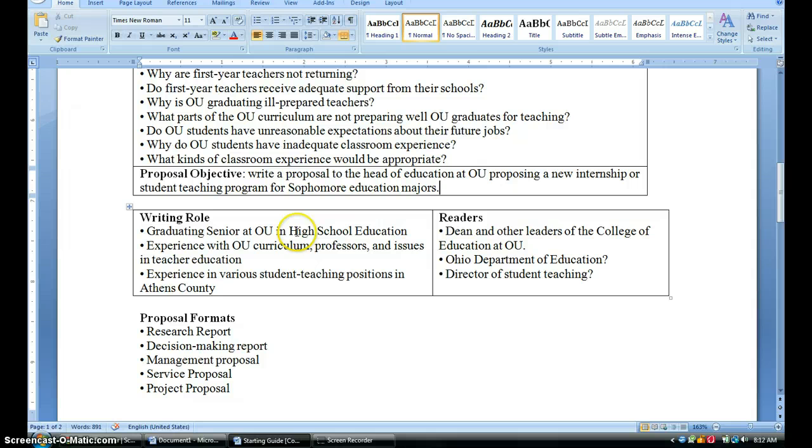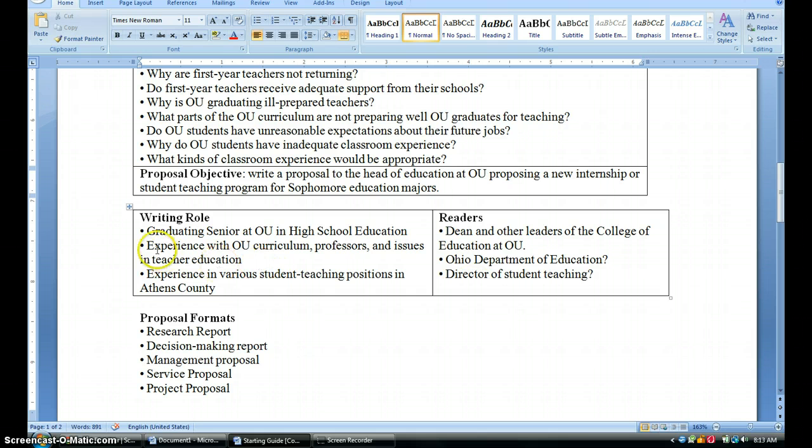He's a graduating senior at OU. He has experience with OU curriculum, professors and issues. He has experience in various teaching positions in Athens County, Ohio. And so he's writing to the dean and other leaders of the College of Education at OU. Ohio Department of Education is a little too high. Director of Student Teaching is probably the right reader.